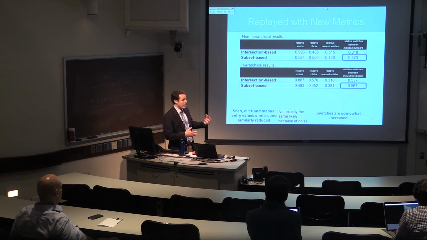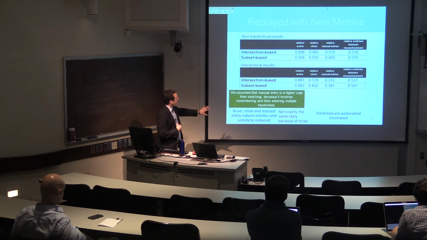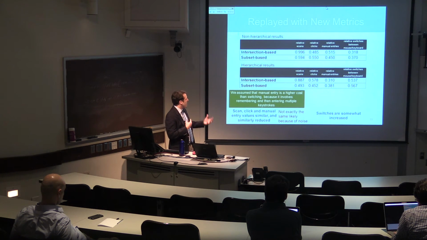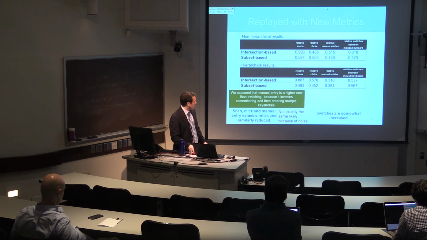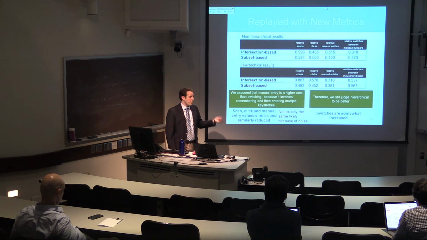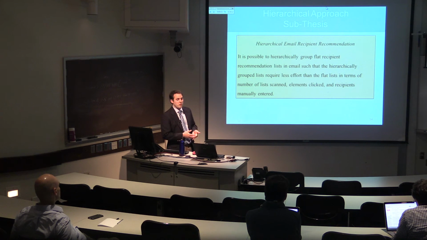So we need to do some ranking again in terms of which metric requires the most effort. We assume that manual entry is a higher cost than switching because it involves remembering and then entering multiple keystrokes, while switching between mouse and keyboard involves one sort of movement from one to the other. So therefore, we still judge hierarchical to be better, which provides more support for our previous claim. And this gave us our first subthesis. It is possible to hierarchically group flat recipient recommendation lists in email such that the hierarchically grouped lists require less user effort than the flat lists in terms of number of lists scanned, elements clicked, and recipients manually entered.